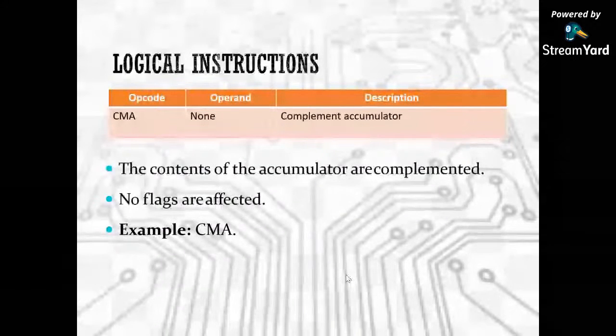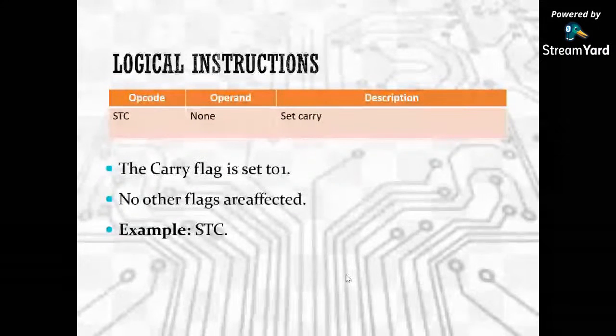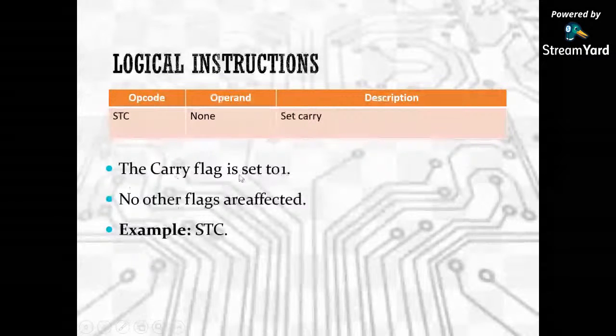We have complement accumulator. The contents of the accumulator are complemented. No flags are affected. This is complement carry, so the carry flag is complemented. We also have set carry, which means that no other flags are affected. So you set the carry flag to 1.